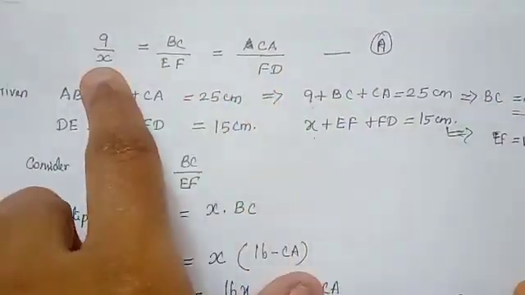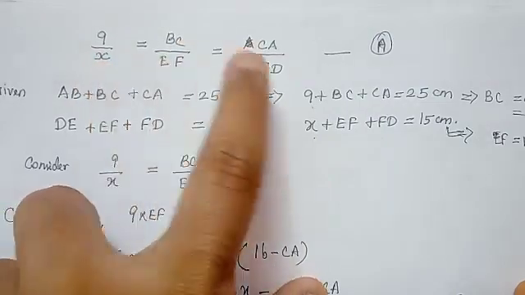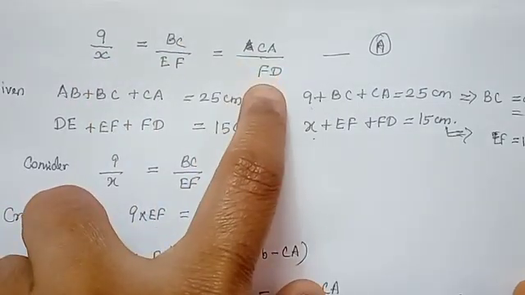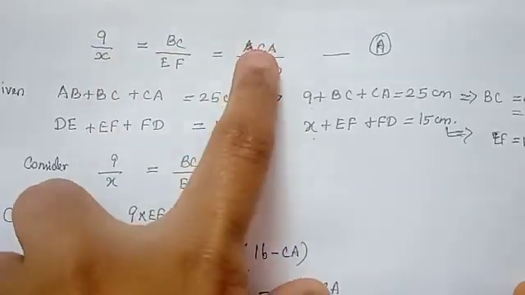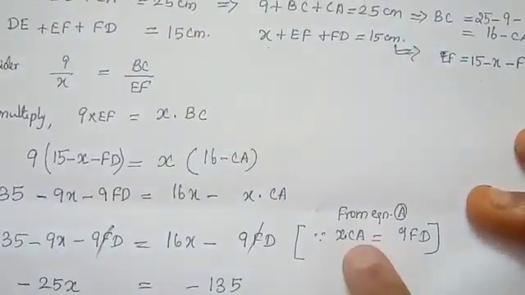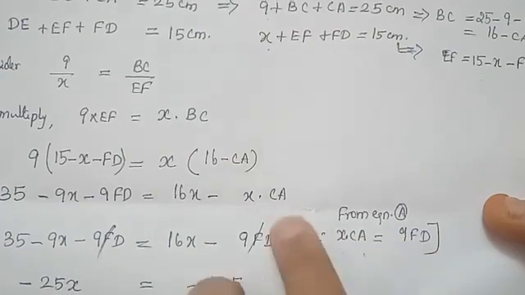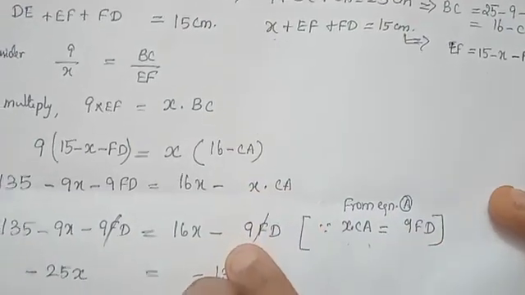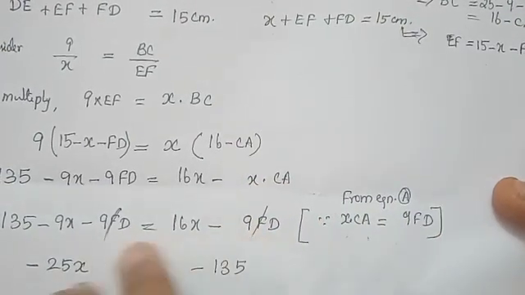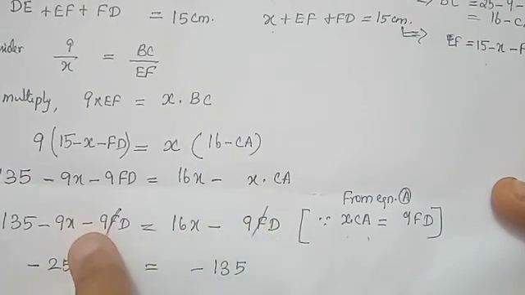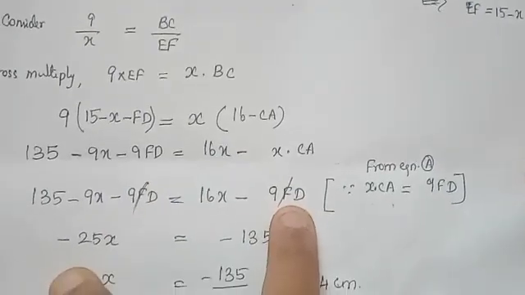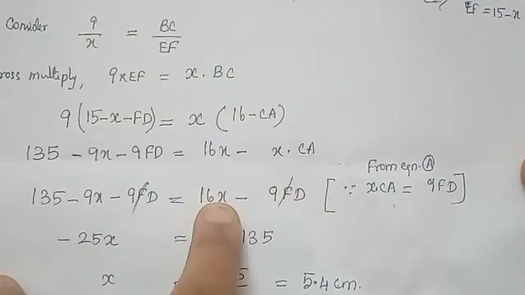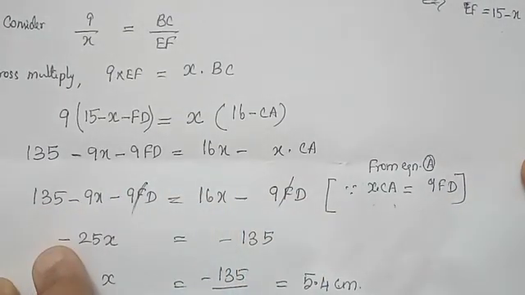If you equate 9 by x with CA by FD, then you will get 9 FD is equal to x into CA. Therefore, x into CA is 9 FD. You substitute 9 FD instead of x CA, and both sides of the terms are equal, therefore you can cancel. Then you take 16x to the other side.